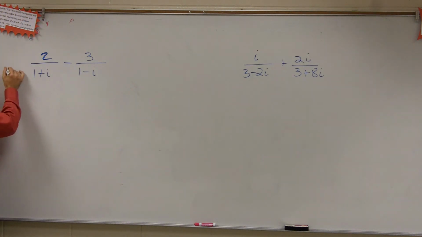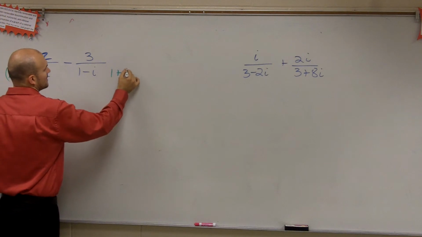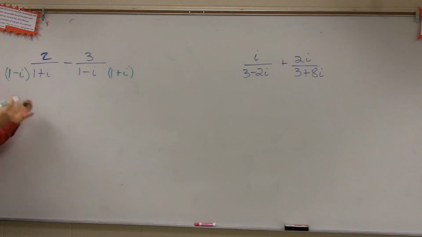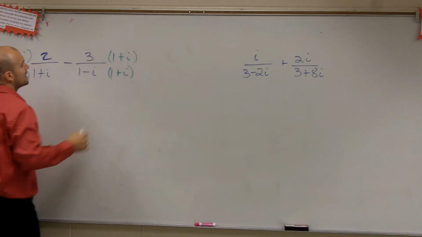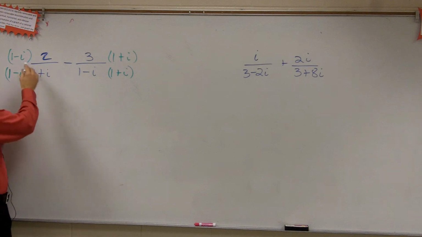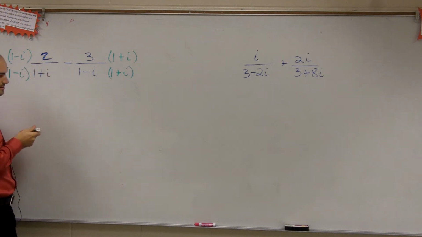So what I'm going to do is multiply here by 1 minus i and here by 1 plus i. At least by doing that, I'm going to get common denominators. And then remember, whatever you multiply on the bottom, you have to multiply on top. So therefore, now I just distribute.